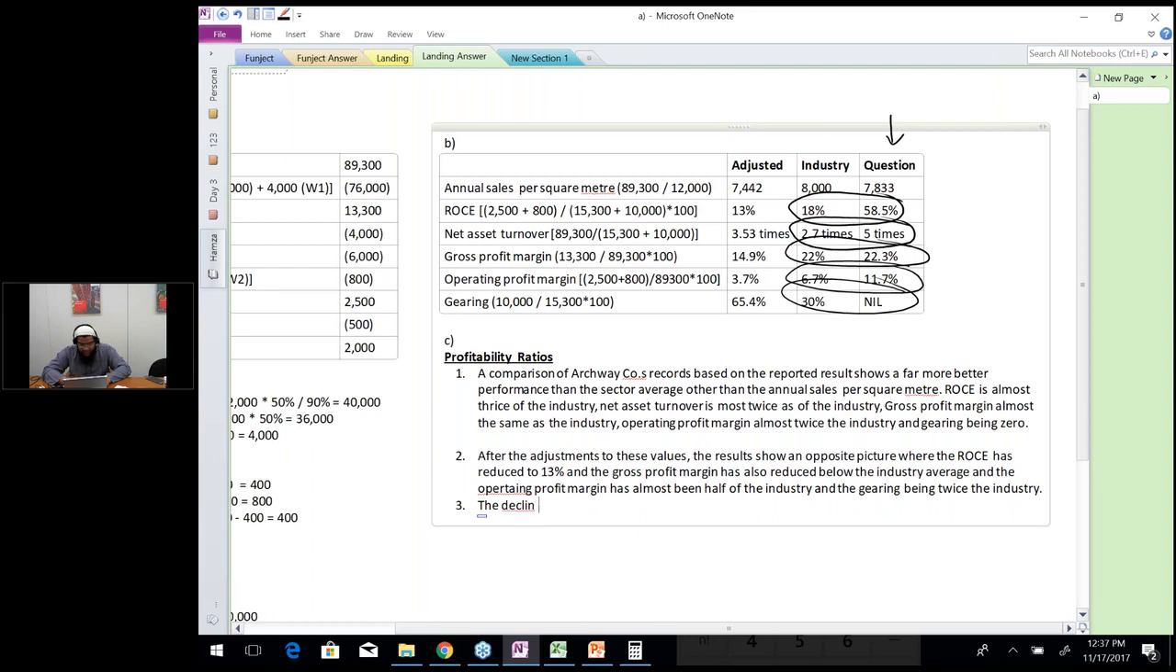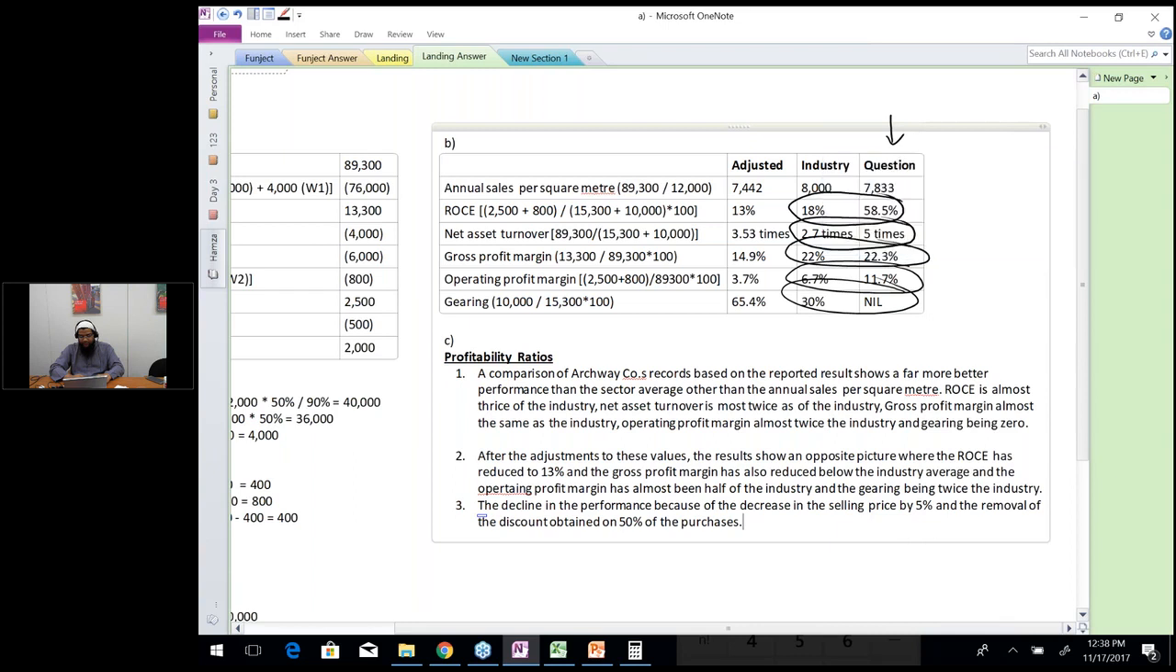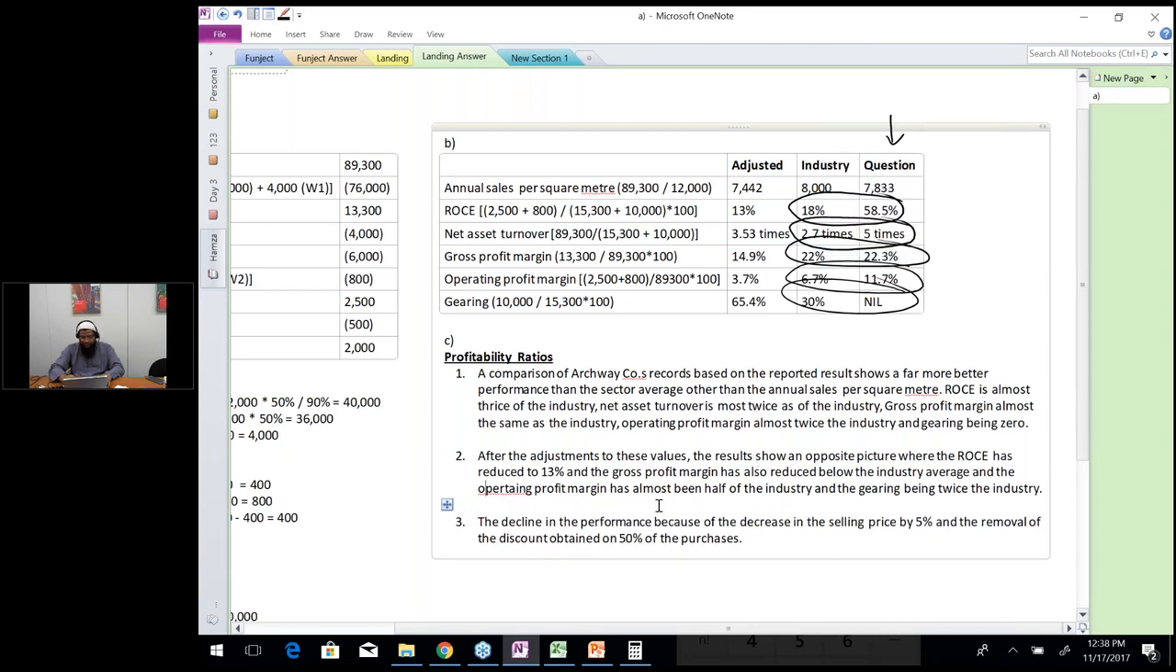Now, why has the performance declined? What do you think? Because of the decrease in the selling price by 5%, and the removal of the discount obtained on 50% of the purchases. So we have removed the discount on 50% of the purchases and reduced the prices by 5%. These are the major factors that have resulted in the decrease in performance.